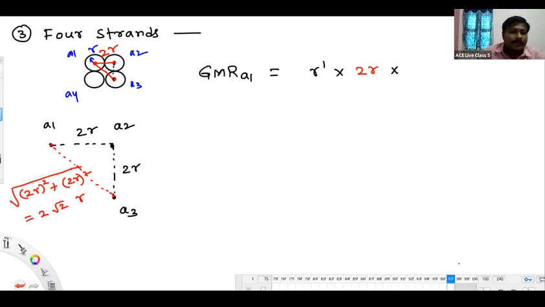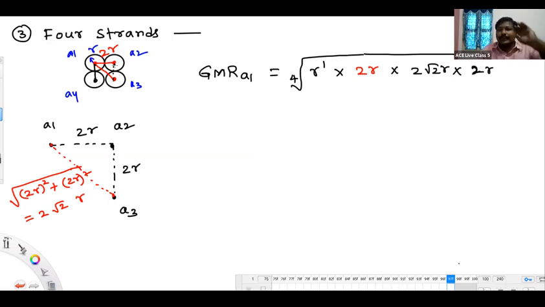Yeah, good. Many of you are giving answers already. So I'll keep 2 root 2 times small r. Next thing, 1 to 4 gap will be 2R only. So you have 4 terms here. If you think about GMR for A2: A2 to A2 is R dash, A2 to A1 is 2R, A2 to A3 is 2R, A2 to A4 is 2 root 2R. For A3 you will get the same, and A4 will get the same.